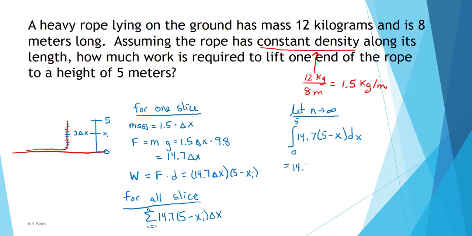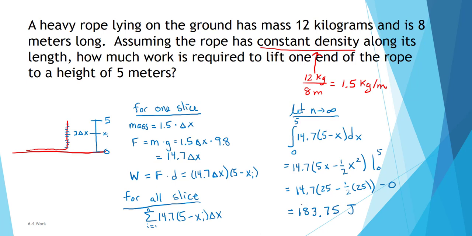So we have 14.7 times 5x minus 1/2 x squared, evaluated at 0 and 5, which is 14.7 times 25 minus 1/2 of 25. When I plug in 0, we get 0. And overall, this gives me 183.75. Because this is work, our unit is joules.